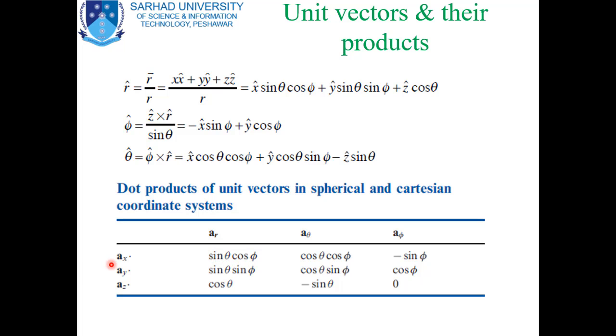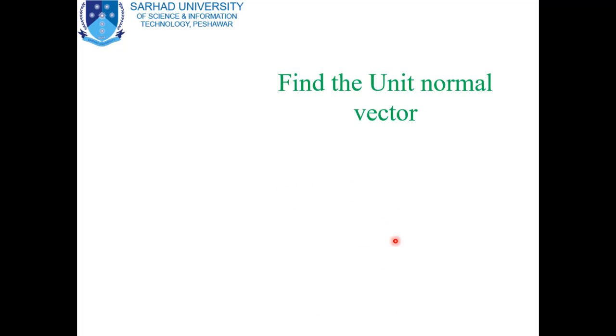And then if you take the dot product of ax with a theta, again the x component will multiply, and you will be left with cos theta cos phi. And if you take the dot product of ax with a phi, here the x component is minus sin phi, so we will have only minus sin phi. And similarly, you can take the dot product of ay and az with ar, a theta, and a phi respectively. So now let's move to our problem.